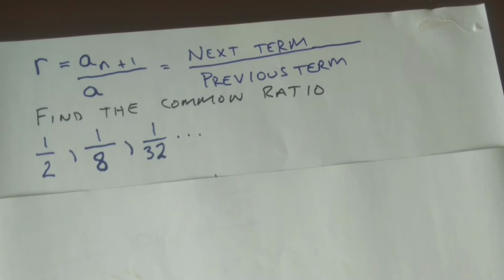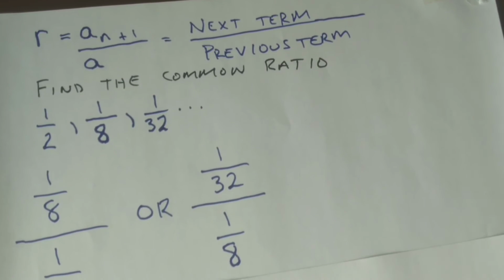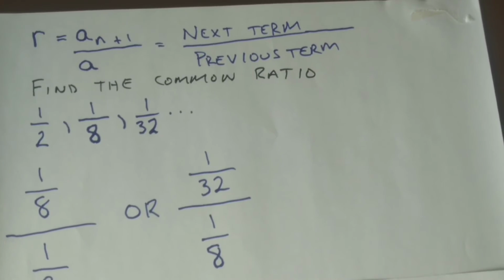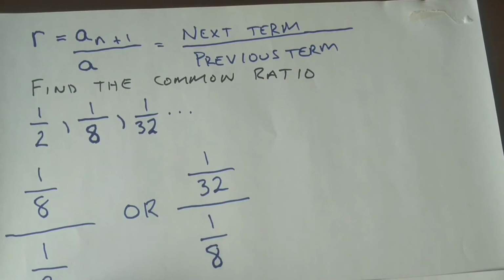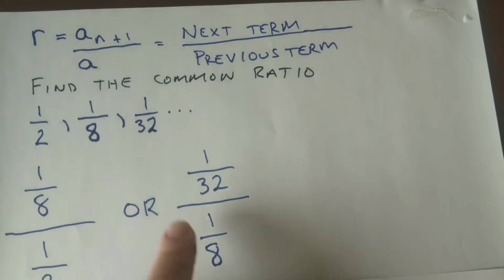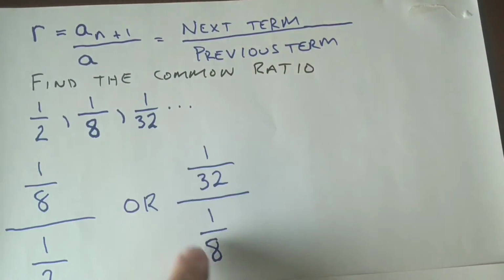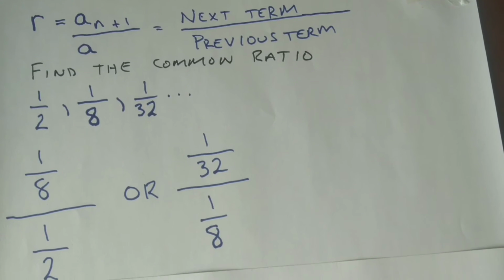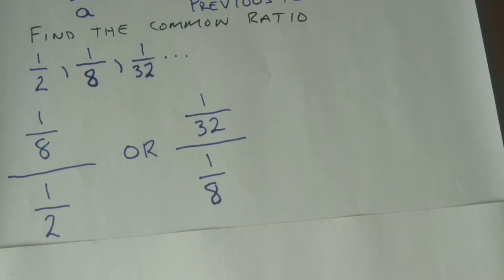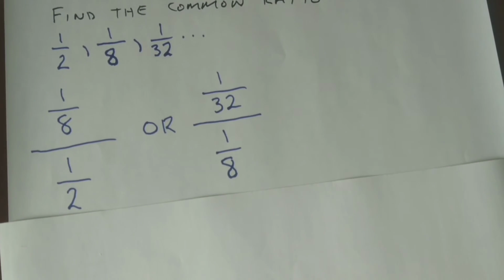And we're going to get equivalent values. So if I do this divided by this, I'm going to get 1/8 divided by 1/2, and you get 1/4. Or I could do this divided by this. I get 1/8 divided by 1/32. I recommend that you start getting familiar with that method, because some of these are going to get more challenging and they're difficult to figure out without using that.